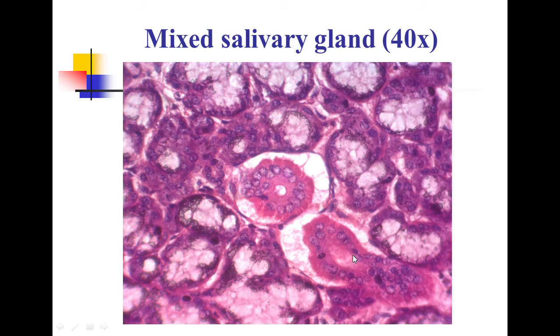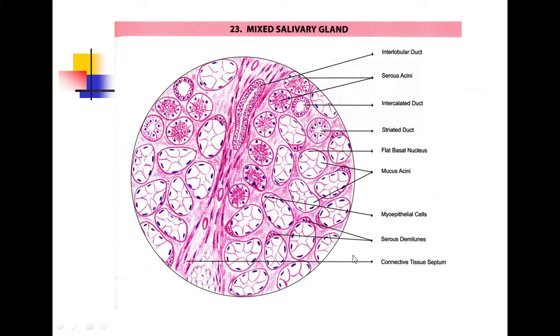An example of mixed salivary gland is submandibular gland, and this is the schematic diagram showing on the chart. So here you can see the connective tissue septum. This is the interlobular duct. These are the blood vessels. And here in the lobule you can see the serous acini. Here these are darkly stained serous acini, and these lightly stained mucus acini. Okay, and then this is the serous demilune.